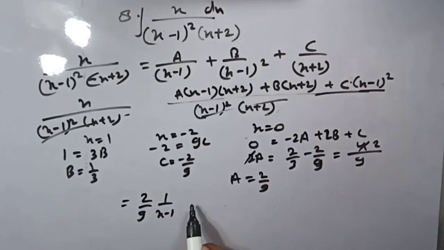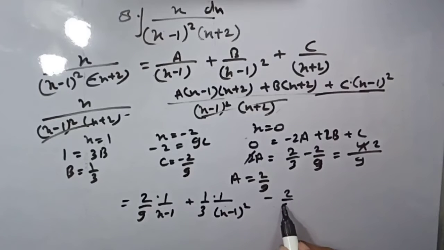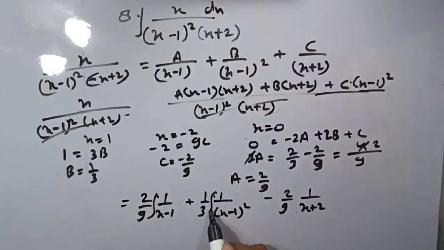So simply, the value of a is 2 by 9, times 1 by x minus 1. What is the value of b? Plus 1 by 3, times 1 upon x minus 1 whole square. The value of c is 2 by 9, times 1 upon x plus 2. See this, we can integrate both of them like this. Now we are integrating: 2 by 9 ln of x minus 1, minus is common, minus ln of x plus 2.